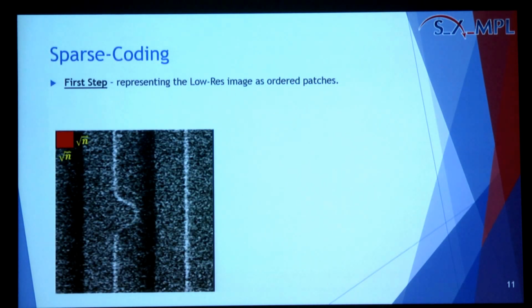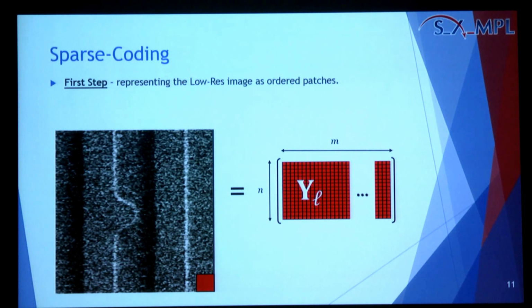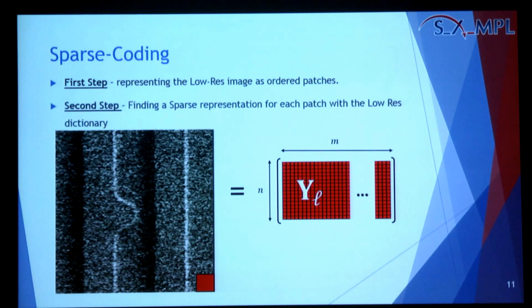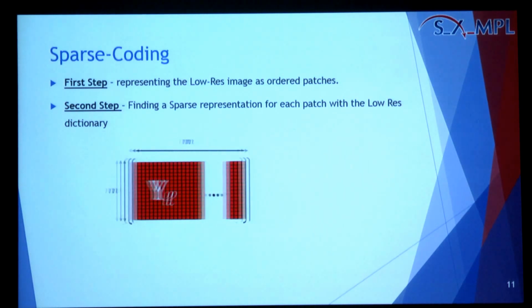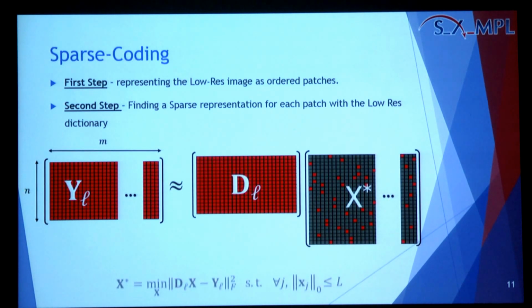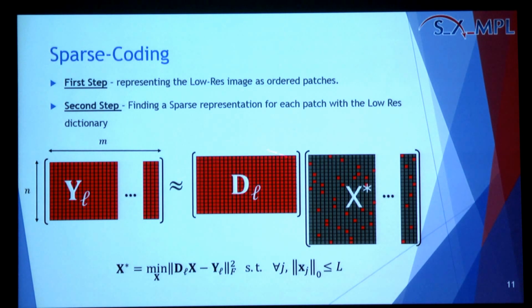OK, so once we have a dictionary, it's time for sparse coding. We take the low-res image, YL, and we map it out into patches. Each one of the patches is represented by one column in YL. We take this YL, and we find a sparse representation over the low-res dictionary, meaning that we solve this problem. We take YL, and we want to represent it with DL. Remember, the same DL that we put aside during our offline training. And we find a sparse X, this time X star. X star because it's a very important X. We'll use it later in order to solve the reconstruction problem.